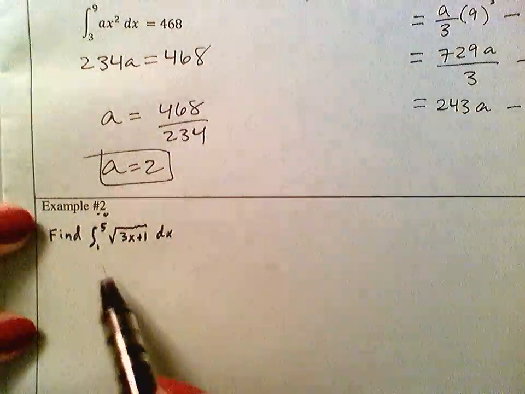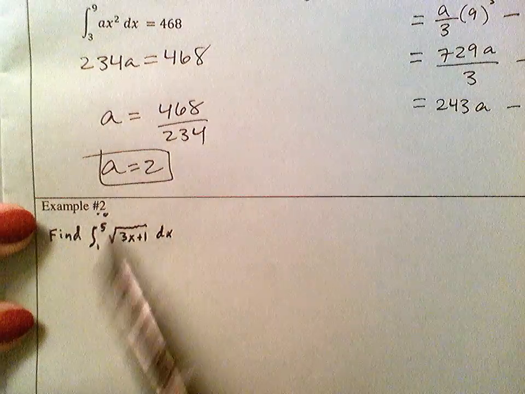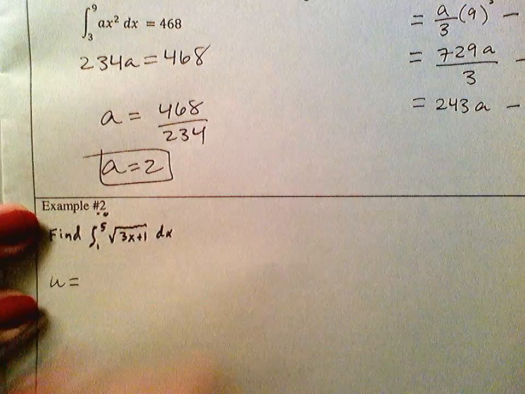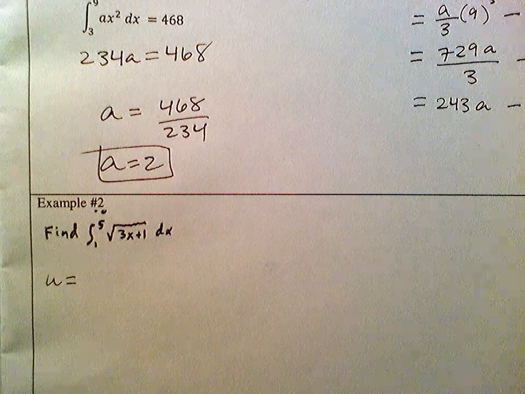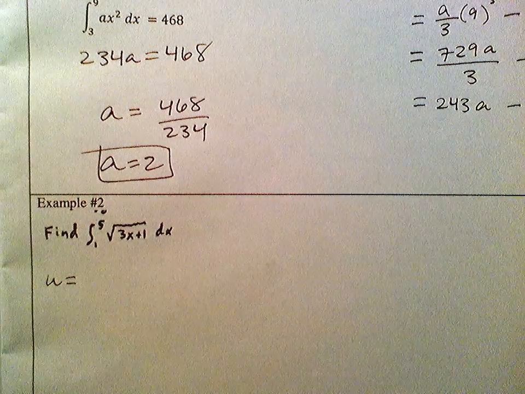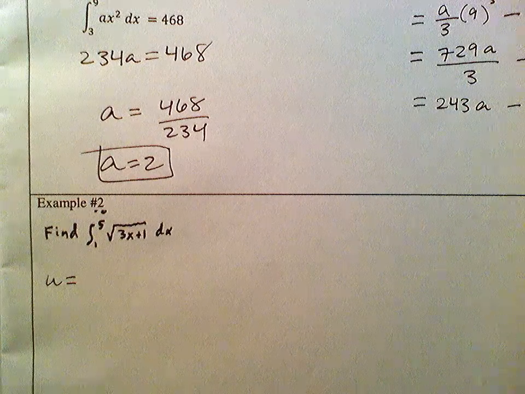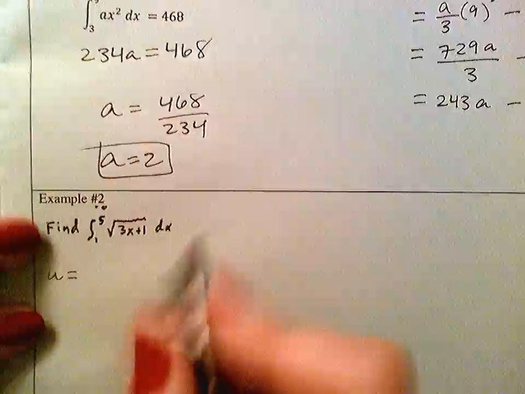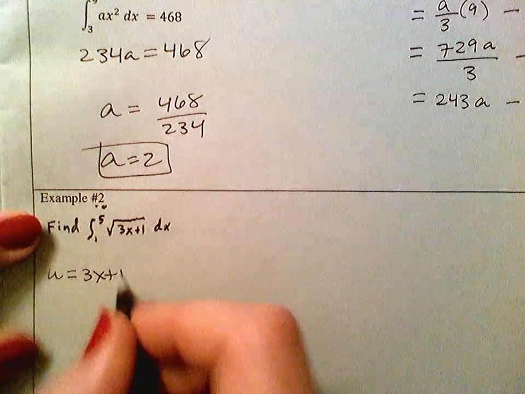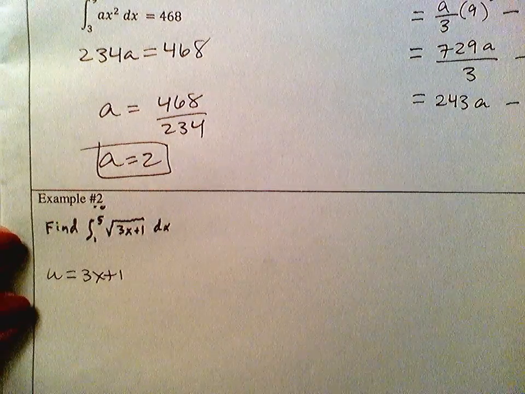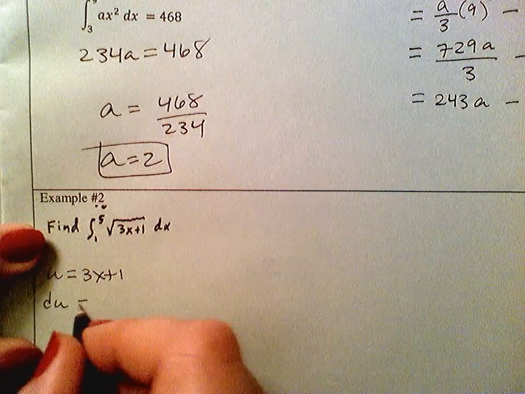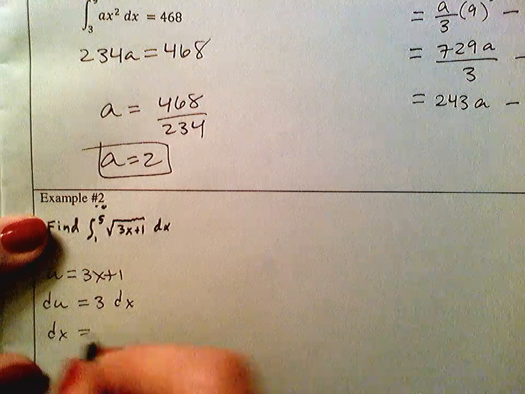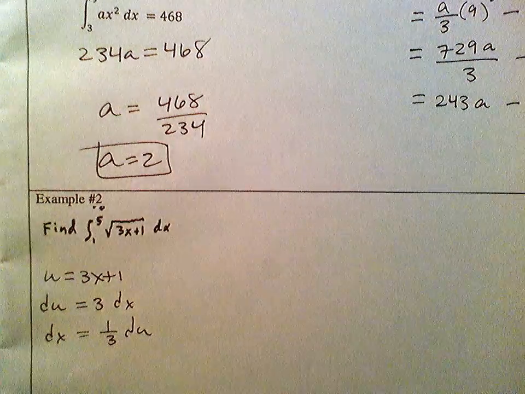So I'm going to show you how this works when you have a definite integral or area under the curve with U substitution. I'm going to let U equal, always choose a function within a function if you can see one. I've got 3x plus 1 inside of the square root function, so U equals 3x plus 1. So du is going to be equal to 3 dx, so dx is going to be 1/3 du.